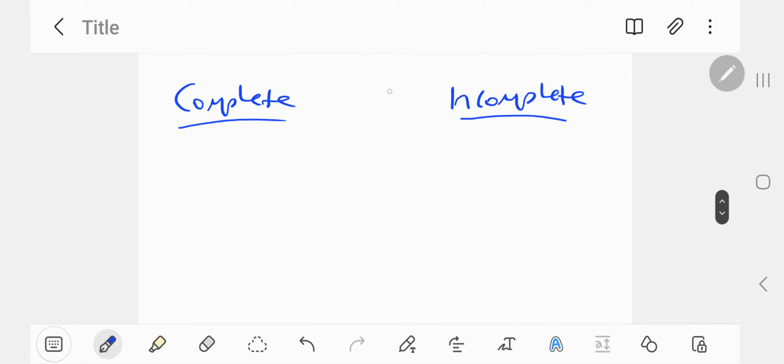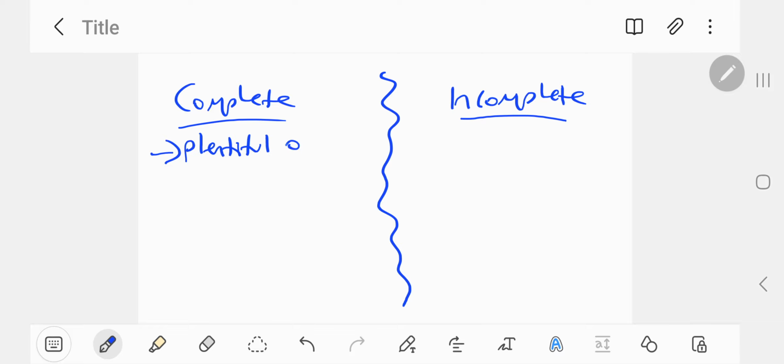Let's compare the pair. So complete combustion has plentiful oxygen. So there's a lot of oxygen involved. Incomplete has insufficient oxygen. Okay, just think of the word complete. Complete means finished or fulfilled. So plentiful oxygen for complete combustion and insufficient oxygen for incomplete.